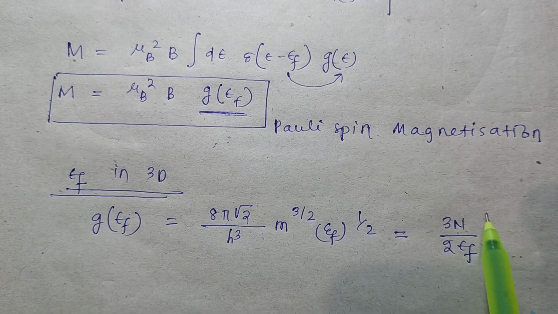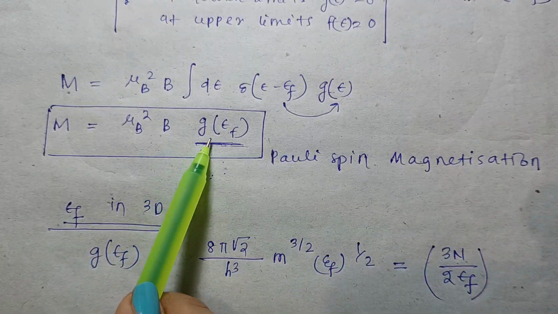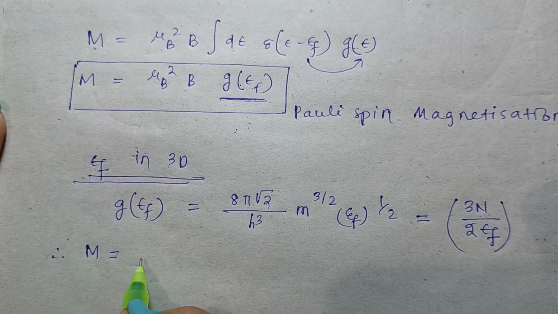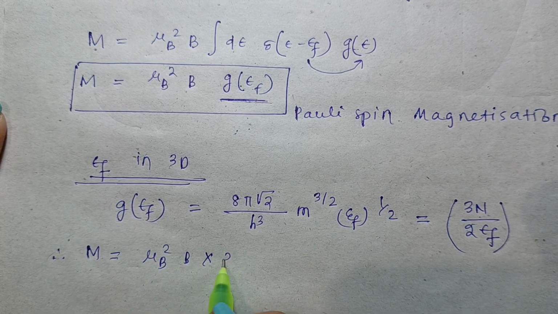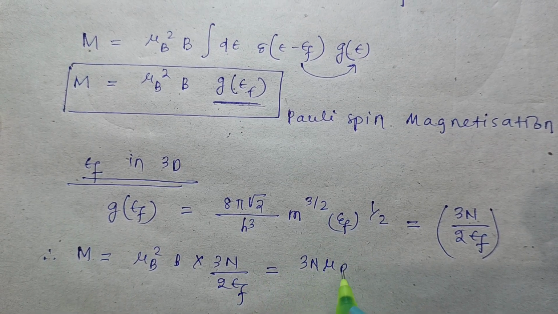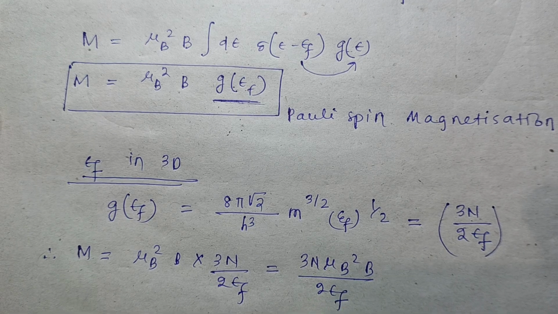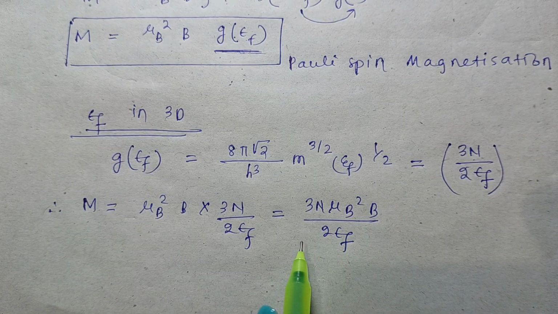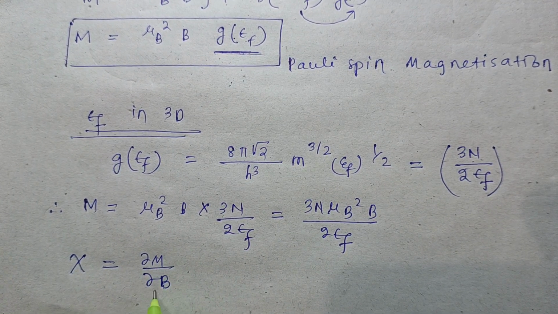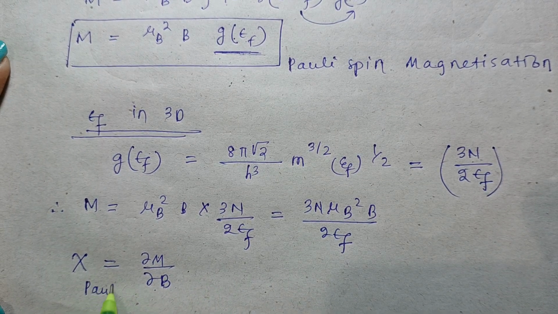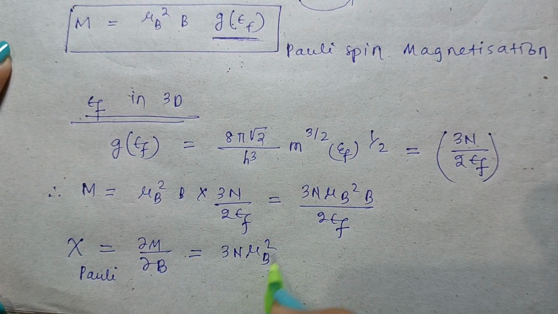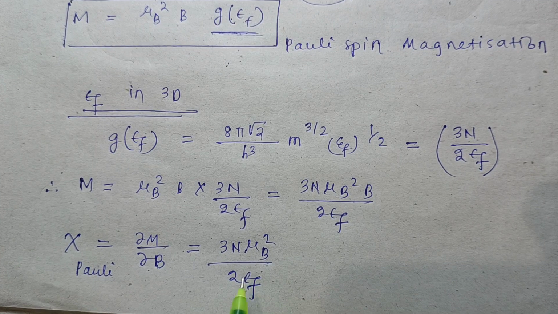Okay, so hence just put 3n by 2 EF instead of G of EF. Therefore M will be mu B square B into 3n by 2 EF. It will be 3n mu B square B divided by 2 EF. So this is the expression of magnetization. So now Xi will be the susceptibility, del M by del B. It is also known as Xi Pauli. So that equals 3n mu B square divided by 2 EF.